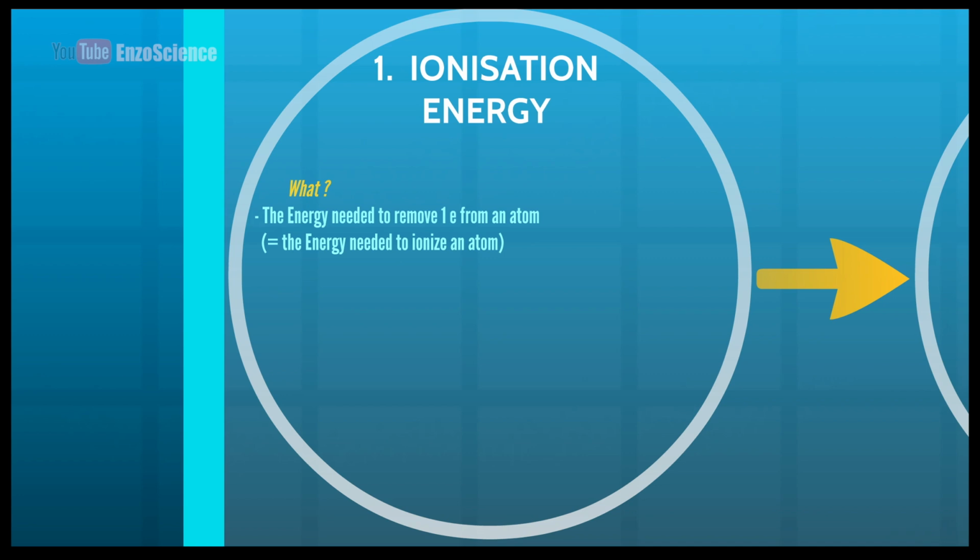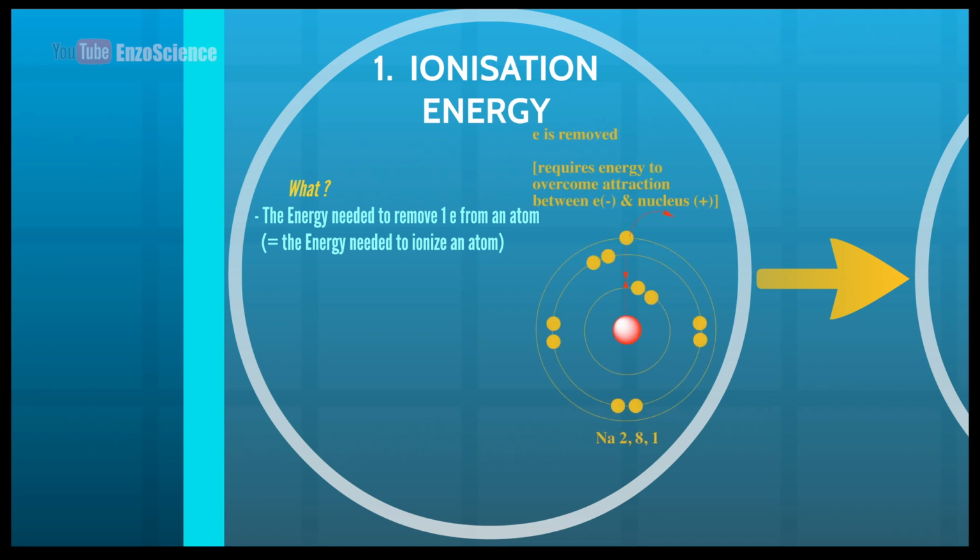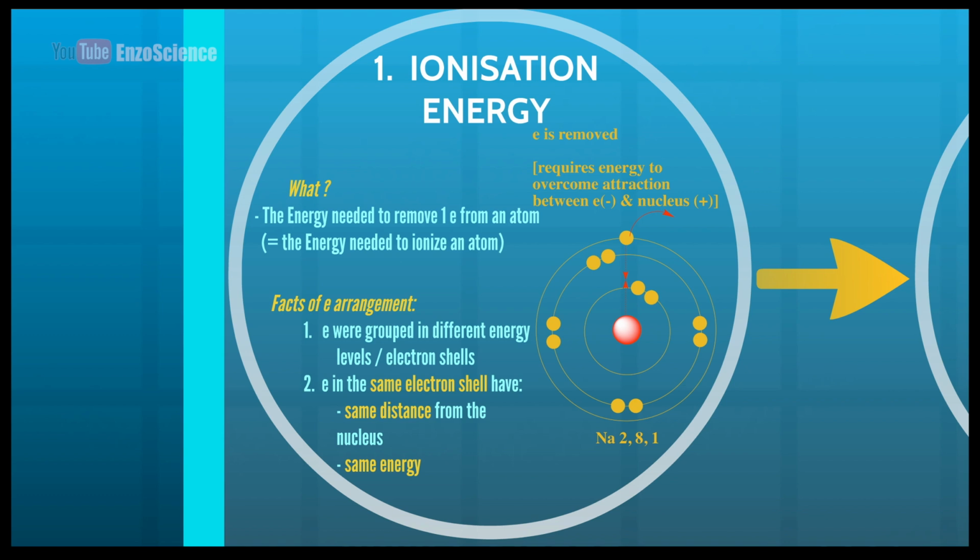This picture shows how electrons are arranged in a sodium atom. In order to remove one electron, we need to overcome the attraction between the nucleus and the electron. That's why energy is required. Moreover, electrons in the same electron shell have the same distance from the nucleus. This picture clearly shows this point. And they also have the same energy.